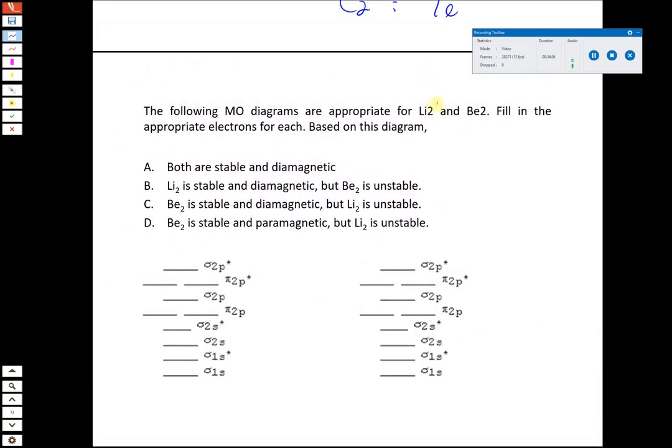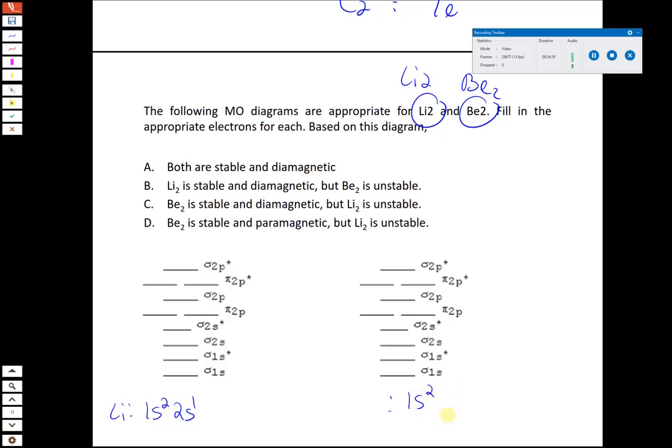We have lithium-2 and beryllium-2. I forgot the subscripts here, but those are Li2 and Be2. And we want to know some things about whether they're stable, diamagnetic, and so on. So we gave you the diagrams in this problem. All we really need to know for these is the electron configuration. So each lithium is going to be 1s2, 2s1. Each beryllium is going to be 1s2, 2s2.